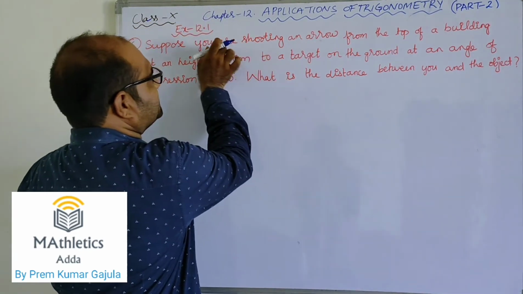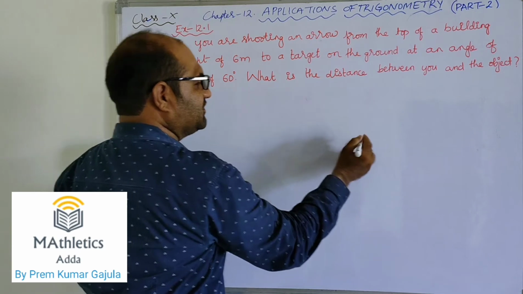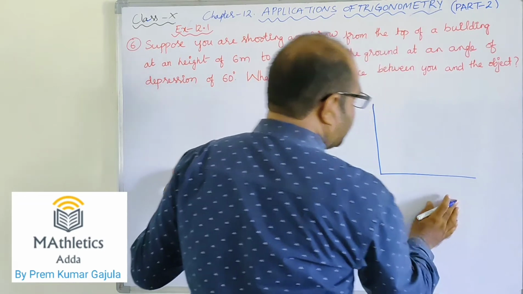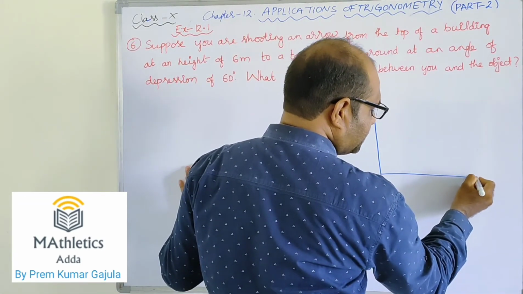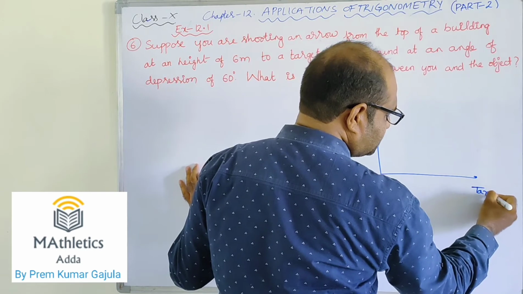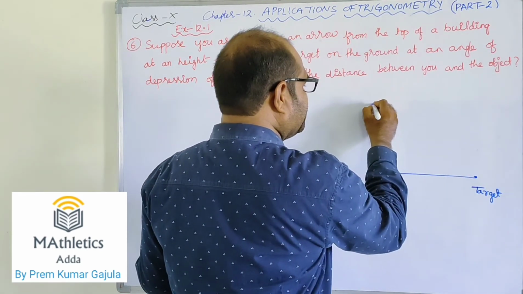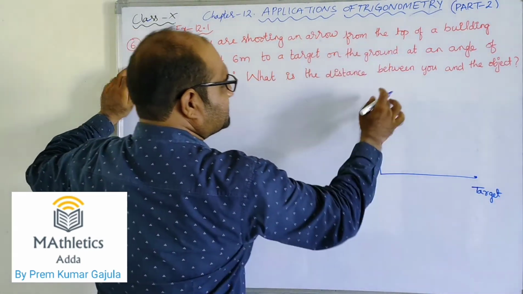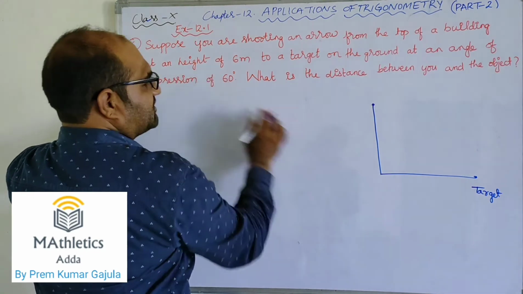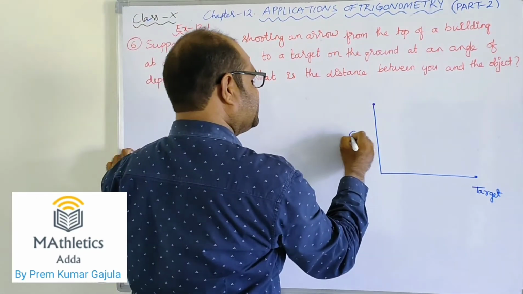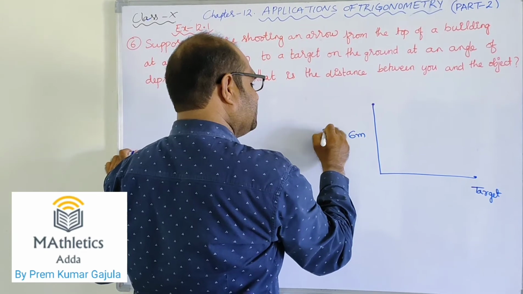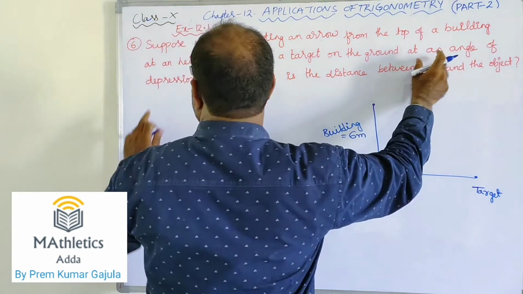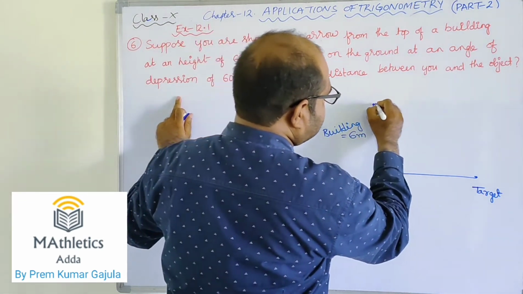So what is given? Suppose you are shooting an arrow from the top of a building. Now let us take the building is here, the building is on the ground and the target is also on the ground. So let us suppose that this is the target. This is the top of the building. So we are here, okay? And we are shooting the target which is on the ground, and the height of the building is given as 6 meters. So right here, 6 meter. This is the building. So at an angle of depression 60 degrees.